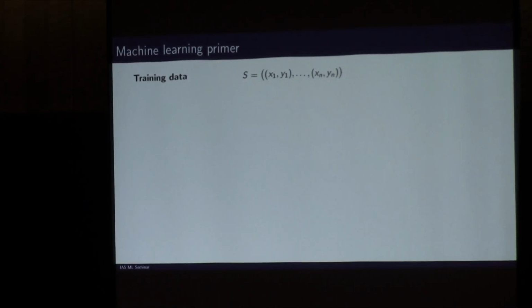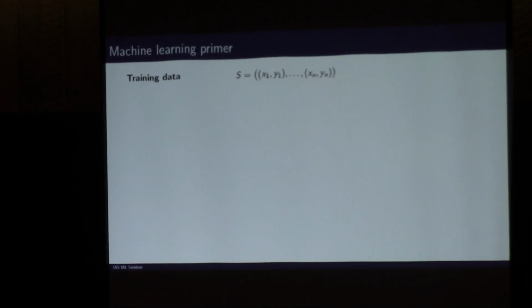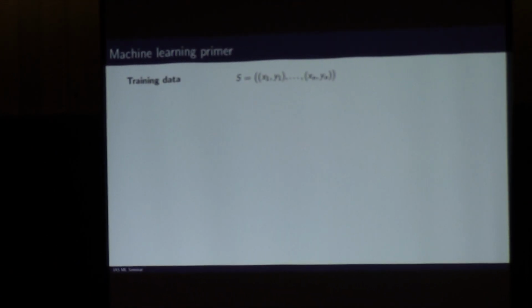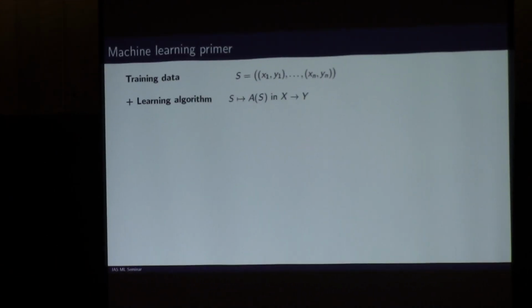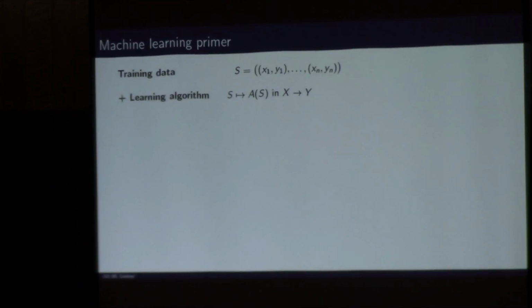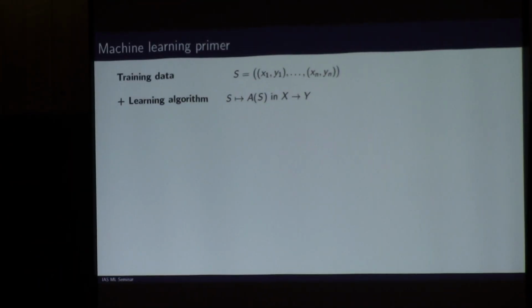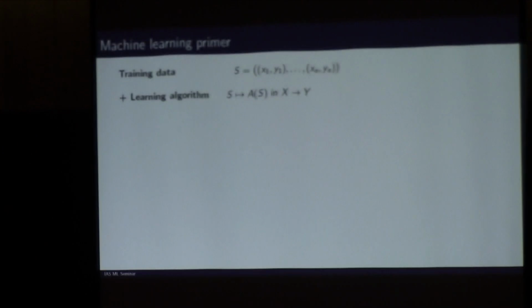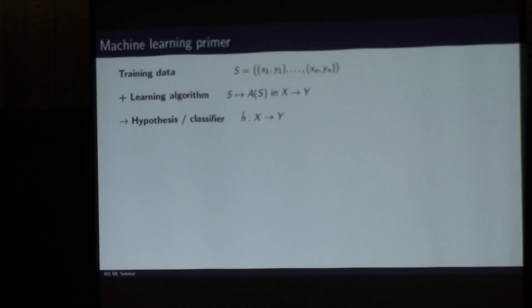All right, so a machine learning primer. We have some training data, and I'm going to think about supervised learning here. So I'm going to be given training examples, pairs of X and Y. X are the inputs. My job is to predict the output, the response, or label Y. We're going to think about classification here, so think about 0 and 1 for the Y. So we feed this data into our learning algorithm, which takes this data set and spits out an element in the function space X to Y. So this is going to be basically our classifier. We're going to learn a map from inputs to outputs. We're learning a function.